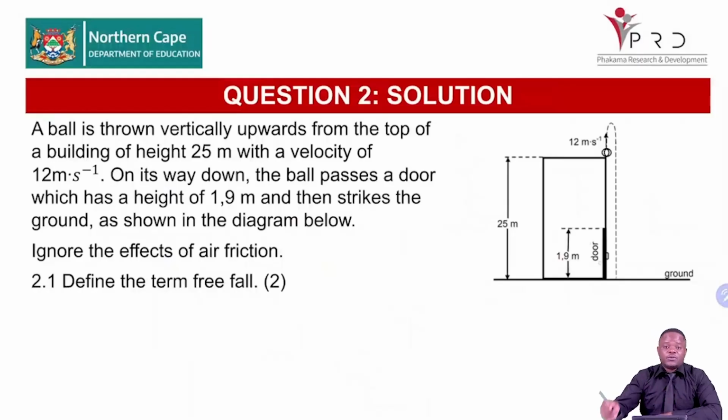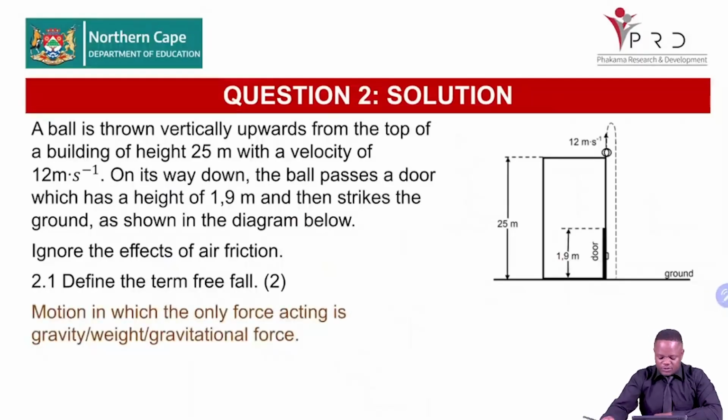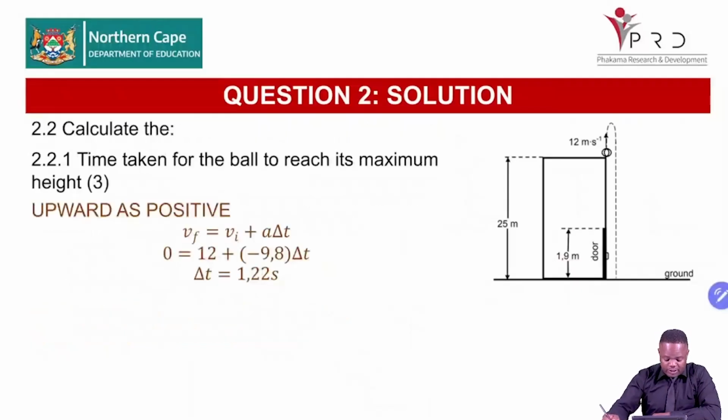Define the term free fall, right? I believe this one we met. So by now you should know free fall is motion in which the only force acting is gravity, weight, or your gravitational force. Okay, so that one I believe we now know. Right, now we need to look at the second part. Calculate the time taken for the ball to reach its maximum height.